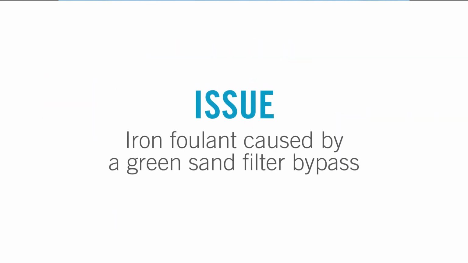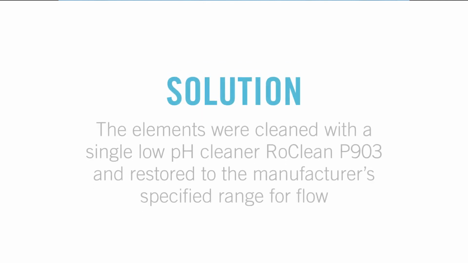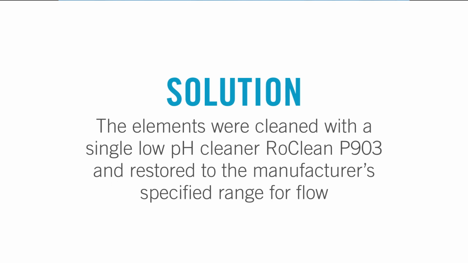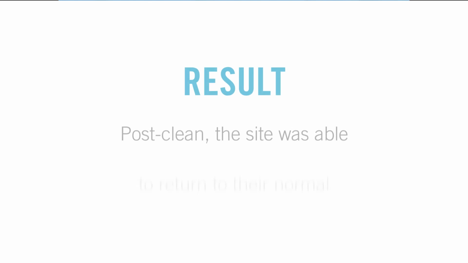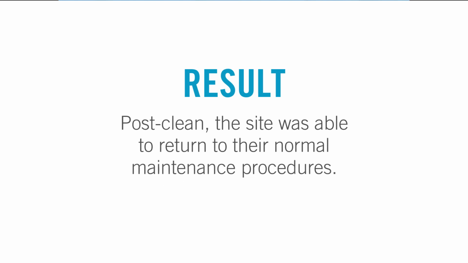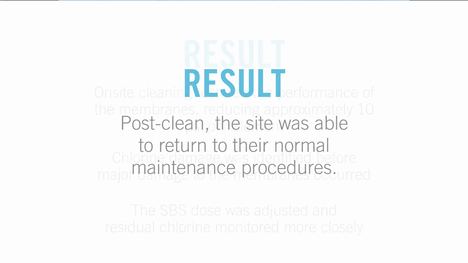The green sand filters were regenerated, and regular monitoring of iron concentration out of the green sand filters was established. In addition to solving the bypass issue, the elements were cleaned with RoClean P903, a single low pH cleaner. This restored the system to baseline performance, including dropping delta pressures by 10 psi per element. Post-clean, the site was able to return to their normal maintenance procedures.